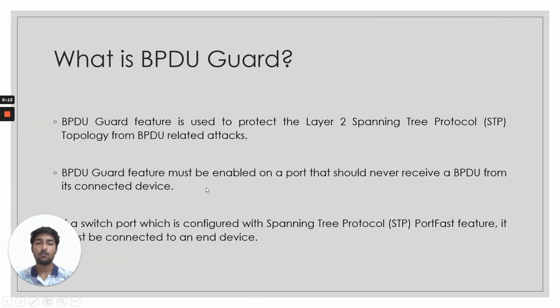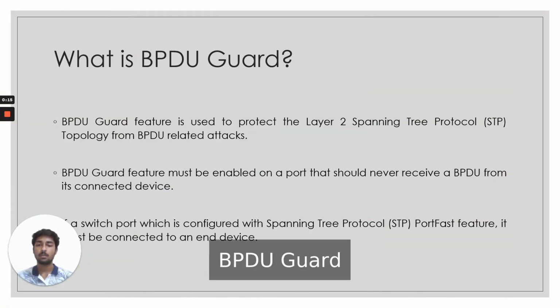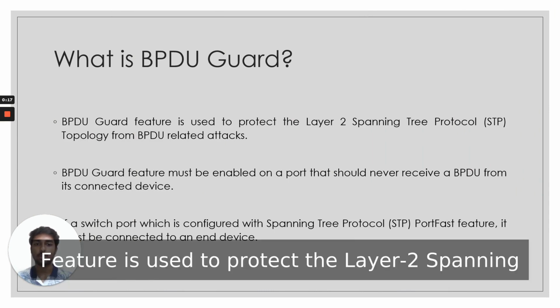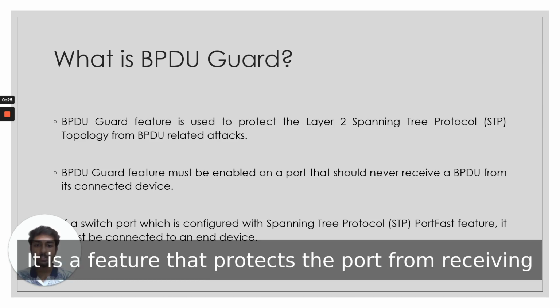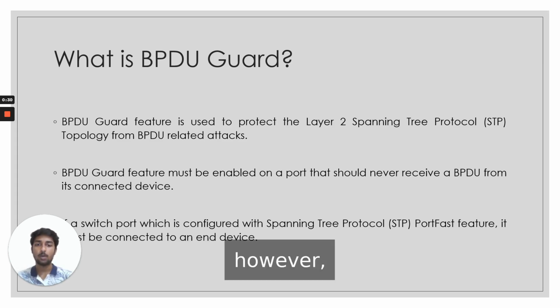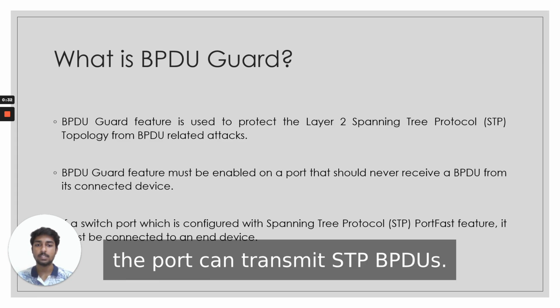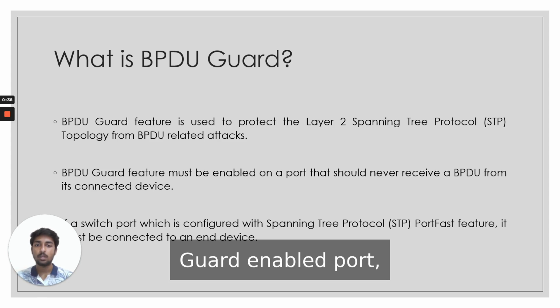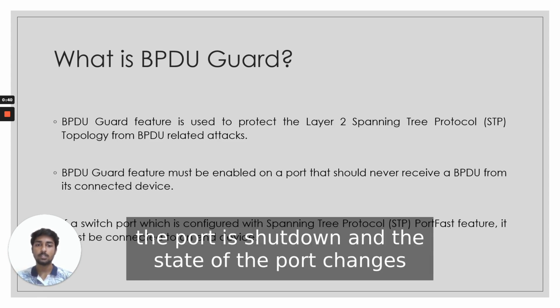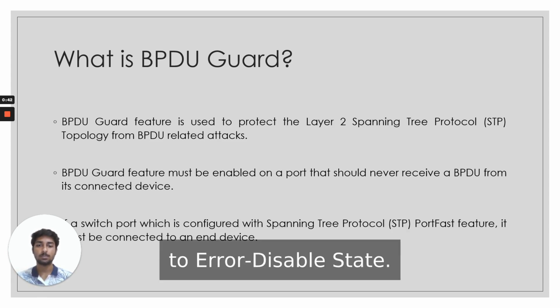First of all, what is BPDU guard? BPDU guard feature is used to protect the layer 2 spanning tree protocol, that is STP, topology from BPDU related attacks. It is a feature that protects the port from receiving STP BPDUs. However, the port can transmit STP BPDUs. When a STP BPDU is received on a BPDU guard enabled port, the port is shut down and the state of the port changes to error disable state.